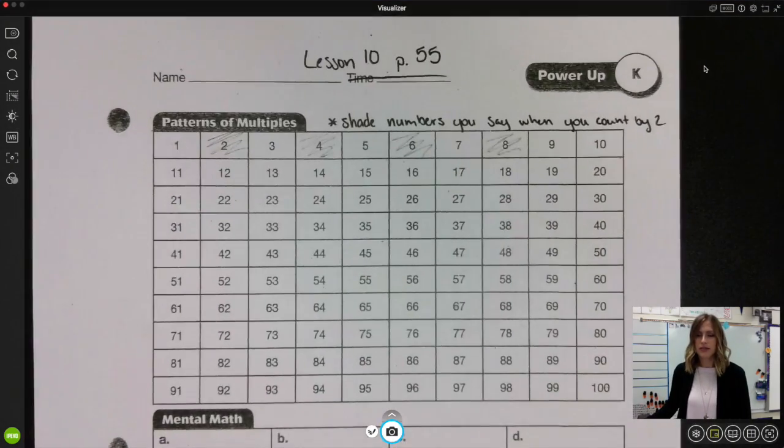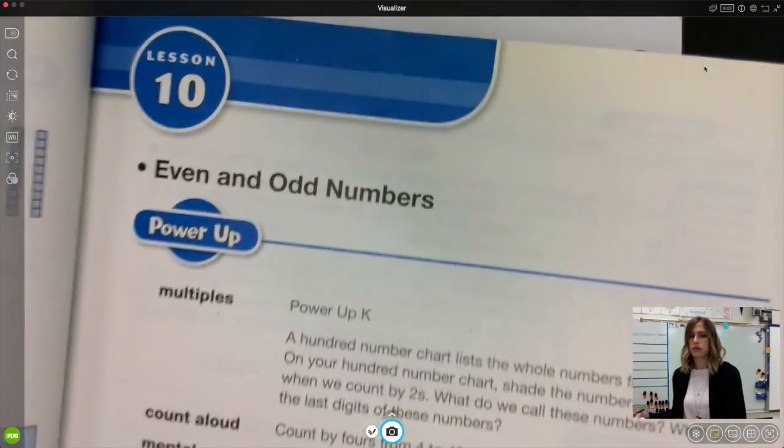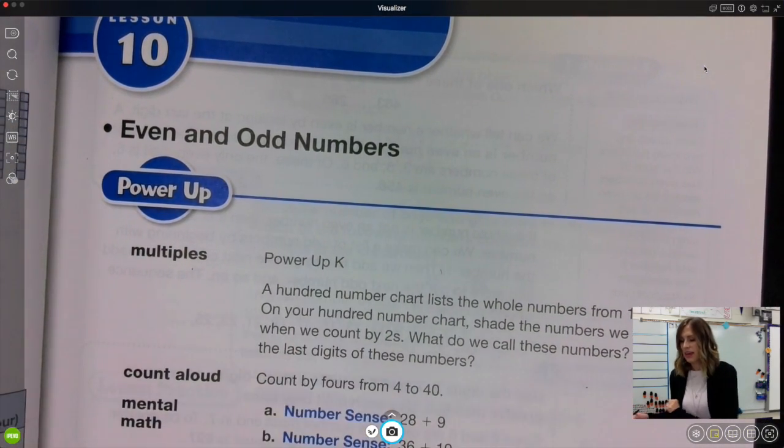Power up 10 today. We're on lesson 10. It's on page 55. Your page should look like this. Today we're learning about even and odd numbers. We're on power up K today.